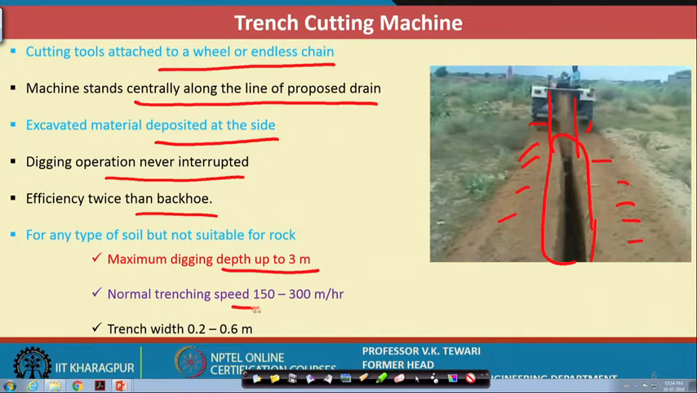The normal trenching speed is 150 to 300 meters per hour. It depends on the type of the material, the design of the blade, the material of the blade, how much power the source has, and the width of the trench, which can go up to 3 meters in depth. Trench widths are given as 0.2 to 0.6 meters. You can see here that this is the width. So the cutting machine's power and efficiency will depend on these.